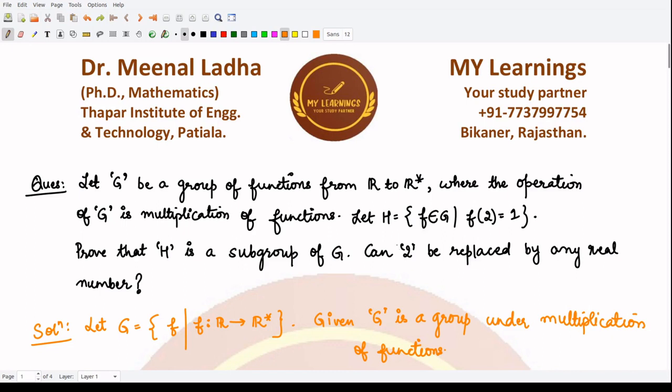Now if we take some subset of it, H, which contains all the functions f from G such that when you input 2 into it, you get 1. This is the condition. So we collect all such functions and put them in H. Now this becomes a subset of G, and we have to prove that this H is a subgroup of G. Here, we can use either the one-step subgroup test or the two-step subgroup test according to our will.